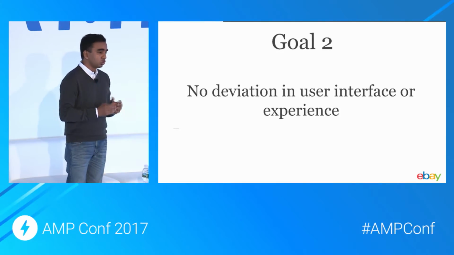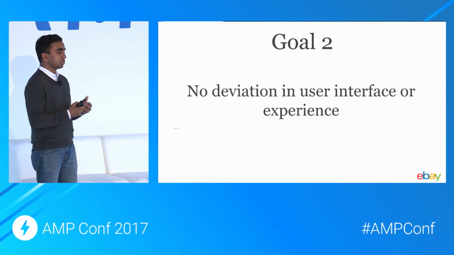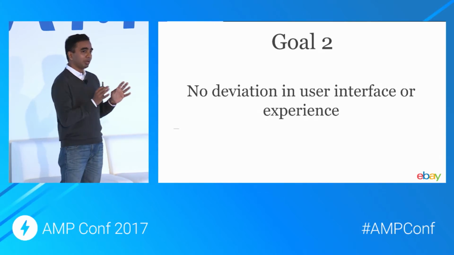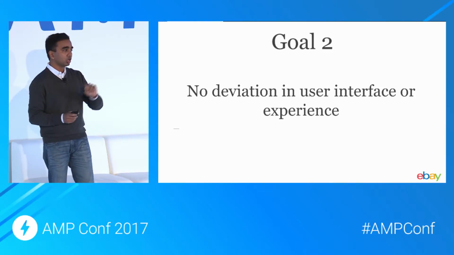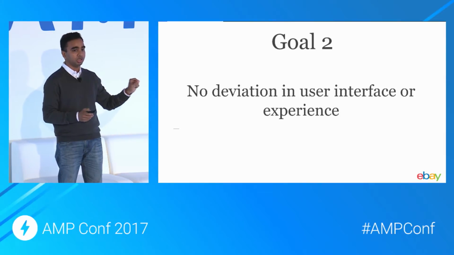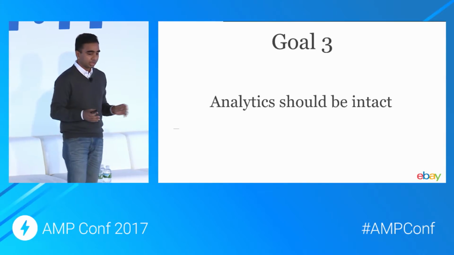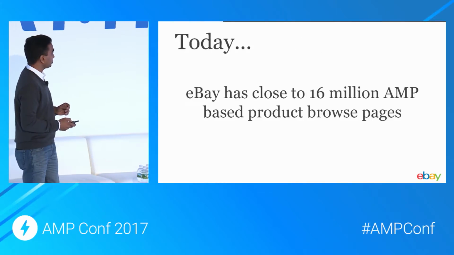Our goal two was no deviation in terms of user interface or experience. This was a strict requirement from our product and design team. They already knew that AMP had restrictions, and they said to us that just because of the restrictions, you cannot compromise on user interface or experience. So this was goal number two. And goal number three is analytics should be intact. I'm going to talk a lot about it in the upcoming slides, so you'll hear more.